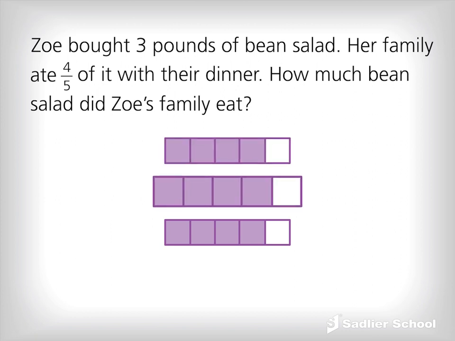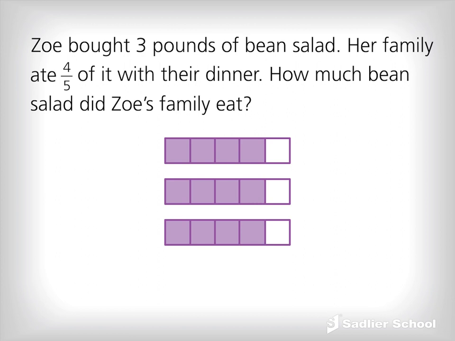Each bar represents 1 whole pound. Each pound is partitioned into 5 equal parts. The 4 shaded parts of each bar represents 4/5 pound. To solve the problem, you need to find 4/5 of 3 pounds, which is the same as 4/5 times 3 pounds. The whole number, 3, is not divisible by the denominator, 5.